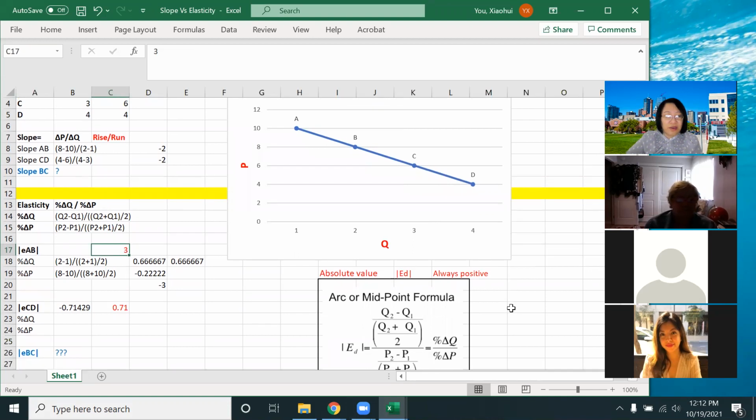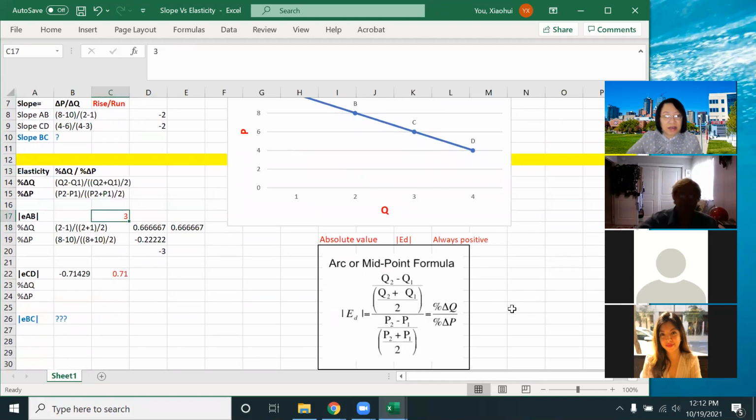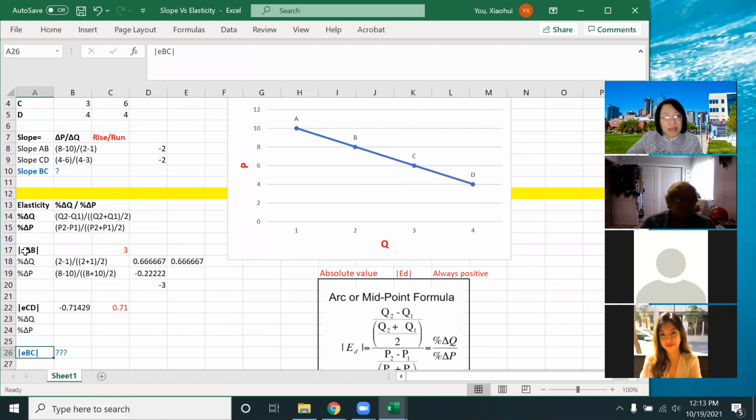Now, let me give you a practice here. See here, you calculate EBC because I calculated EAB, right? That's 3. And I also calculated ECD. ECD equal to this one, negative 0.714. This is the elasticity, and make it positive, that's 0.714. That's the elasticity for CD.